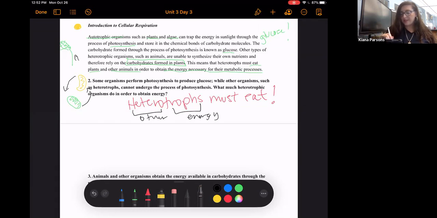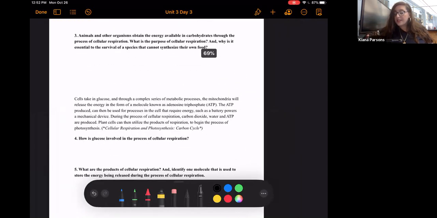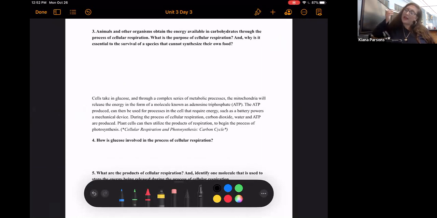Let's look at this. This is autotroph. This is a plant versus heterotroph, and that's us. And we have to eat because we can't make our own glucose by photosynthesis. Animals and other organisms obtain the energy available in carbohydrates through the process of cellular respiration.